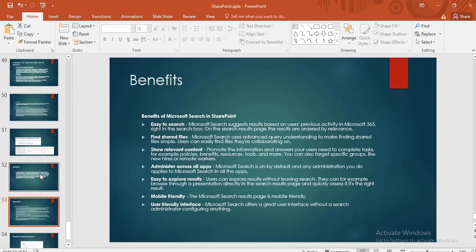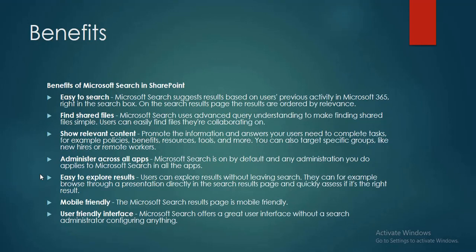What are the uses and benefits of search? Basically search has an easy-to-search capability, and you can easily find files and share them with your required users. You can also show relevant content based on the metadata information. You can also administer across all the other applications. It is mobile friendly. It is also easy to explore the results. That means if you are not sure where the documents and files are, you can just browse through your search page and get the results very quickly, and it offers a very friendly user interface.